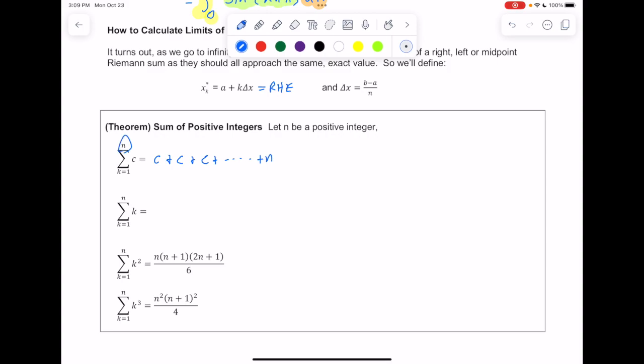Sorry, I wrote an n at the end because that was in my head. It's c all the way, but there ends up being n copies of that. So when you're done, this just ends up being the constant times n. So anytime you're taking the sum from 1 to n of some constant, you just get n times that constant. If you're taking the sum as k goes from 1 to n of k, so that would be like 1 plus 2 and so on up to n, what do you get for that one?